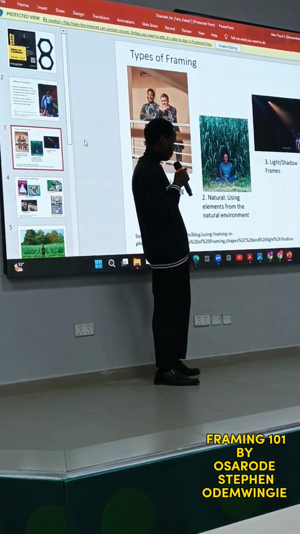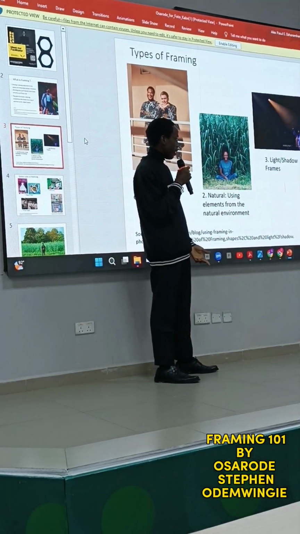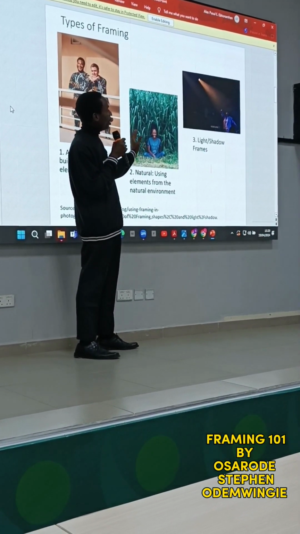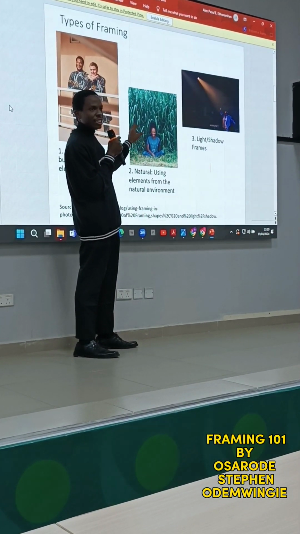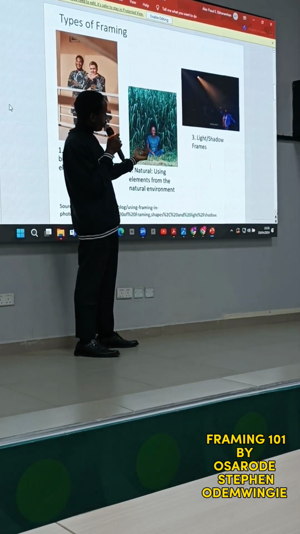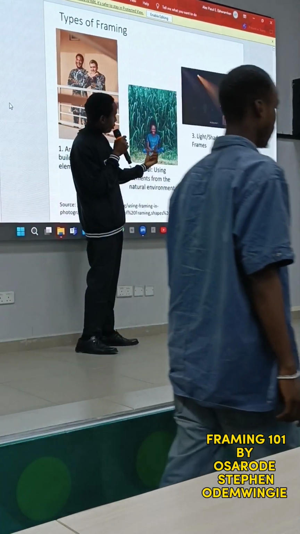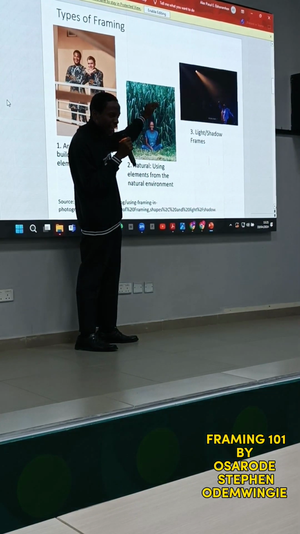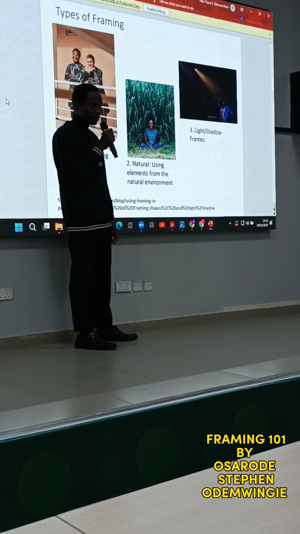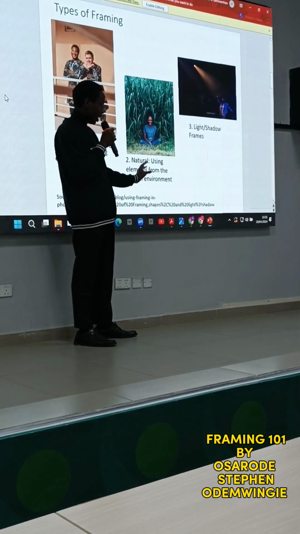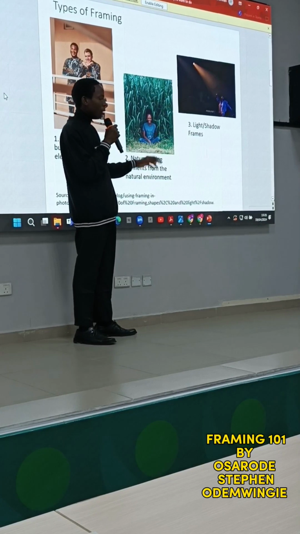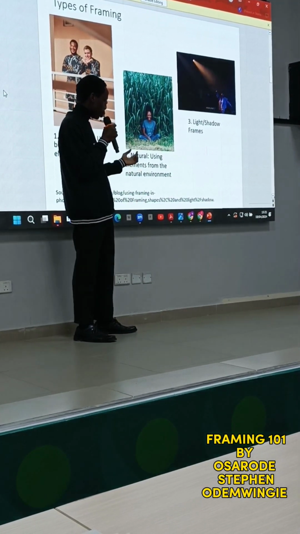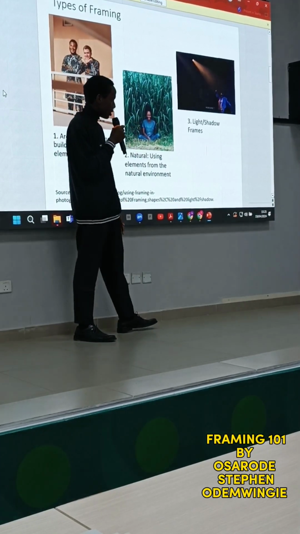Second is natural, using elements from the natural environment. In this situation, I saw this place with a huge growth of, I think it's called elephant grass, kind of big grass. So I just told the model to sit down right in the middle. And then everything looks similar except the person in the center. That's what framing does. Grass, one human being. So we frame her using natural elements.